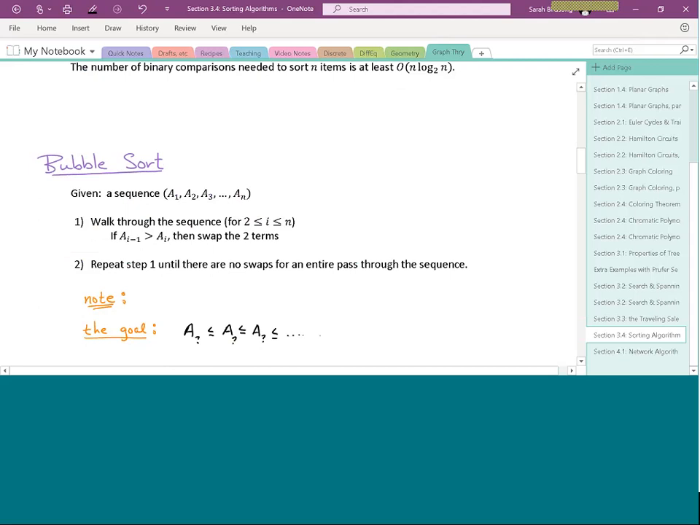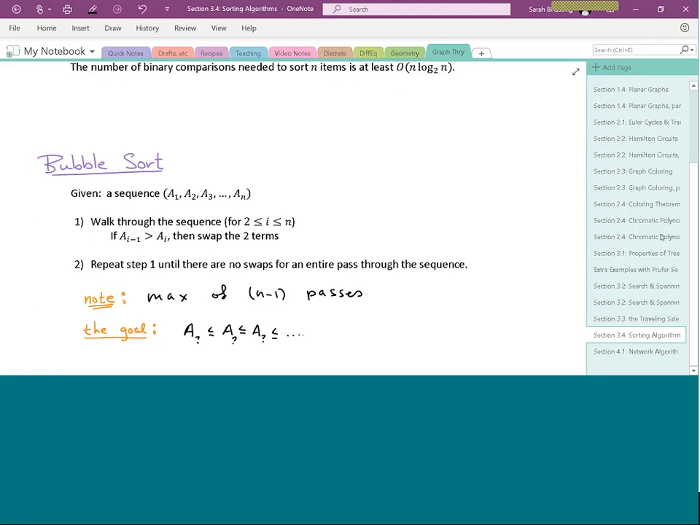Now, in terms of how many total swaps you're going to have to do, I shouldn't say swaps, the maximum number of passes through the sequence that you'll have to worry about is n minus 1 passes through the sequence. And it turns out that this is actually order n squared. Now, let me show you an animation of this.